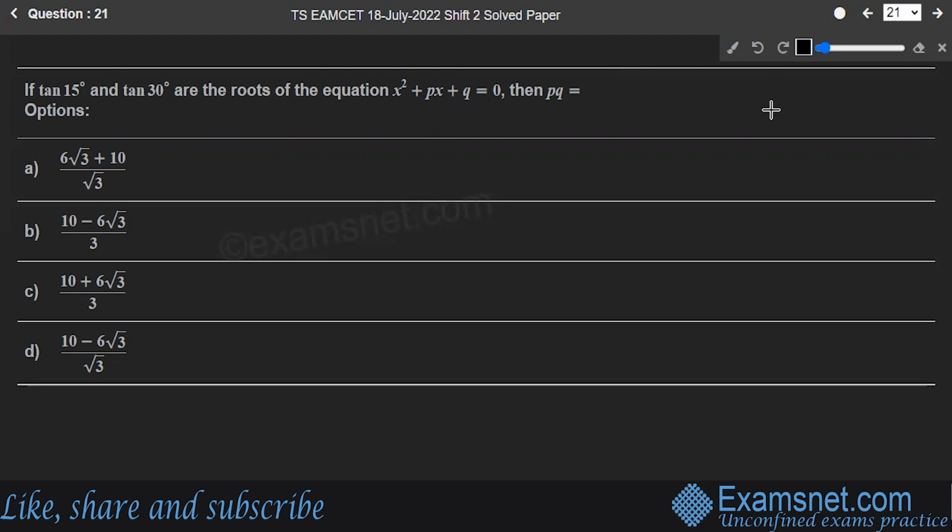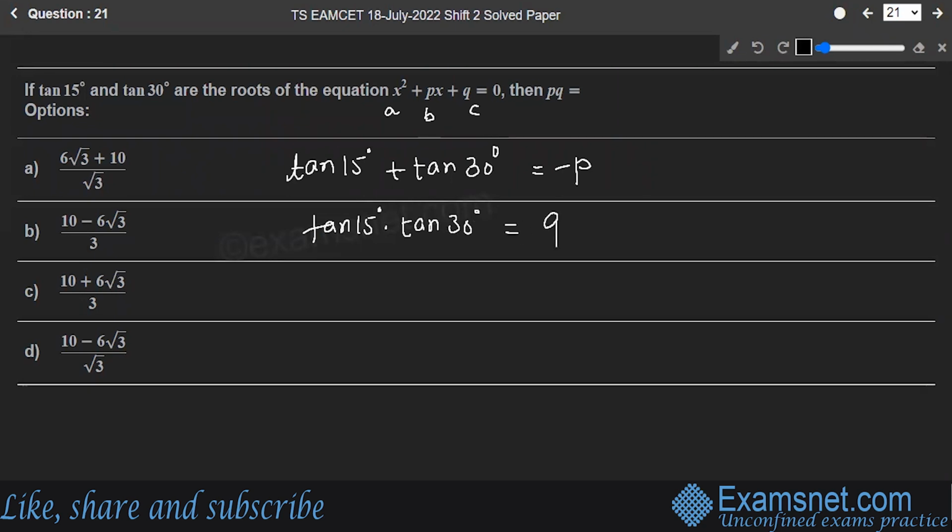You know one thing, the sum of the roots is equal to minus b upon a. So tan 15 plus tan 30 is equal to minus p. This is a, b and c, right? a is 1, b is p and c is q. And the product of the roots is equal to c upon a, which is equal to q.